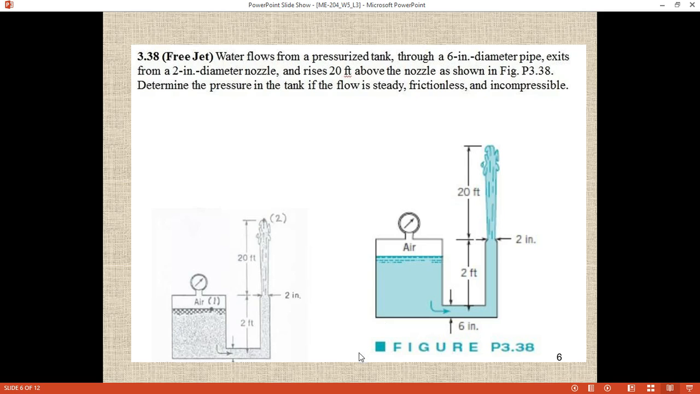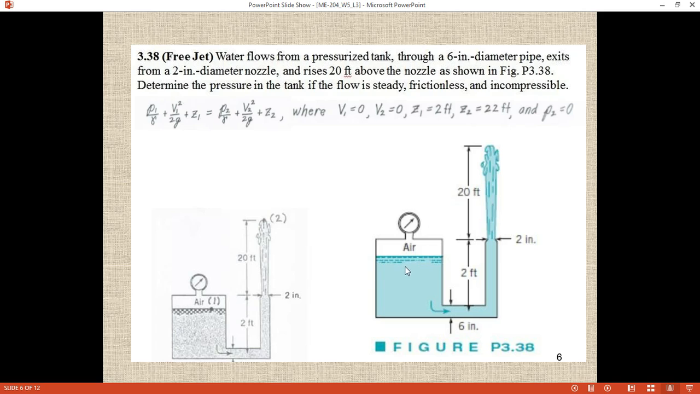So first of all we have to assign point 1. This is our point 1, where we have to find out the pressure stored here, and this is our point 2, the maximum point. We are considering a single streamline and applying the Bernoulli equation between point 1 and point 2. This is the free jet condition, the free jet boundary condition, or the assumptions that we can see.